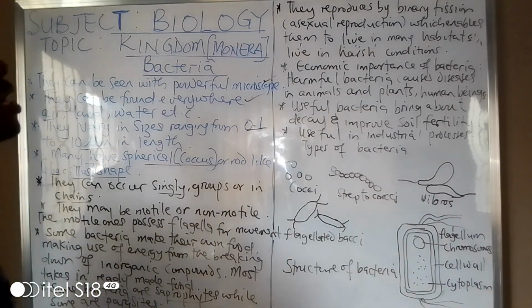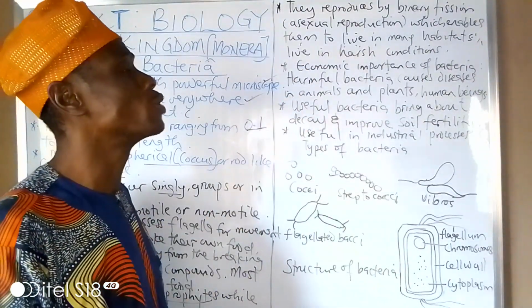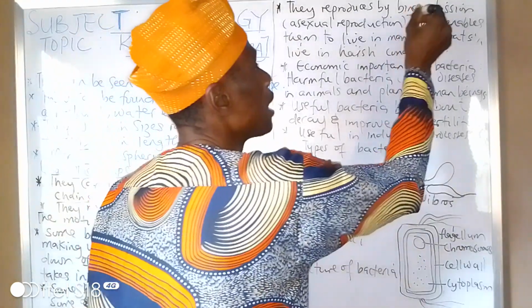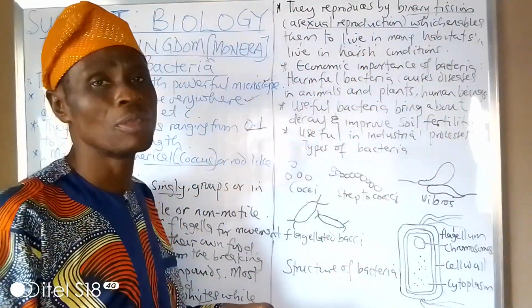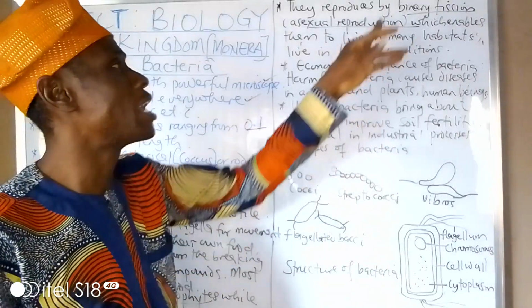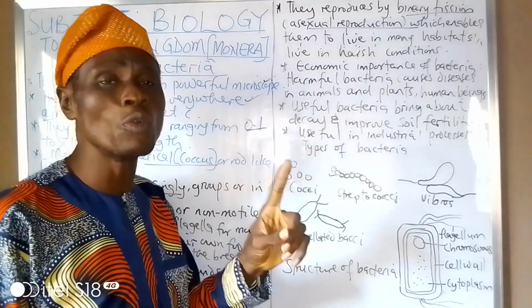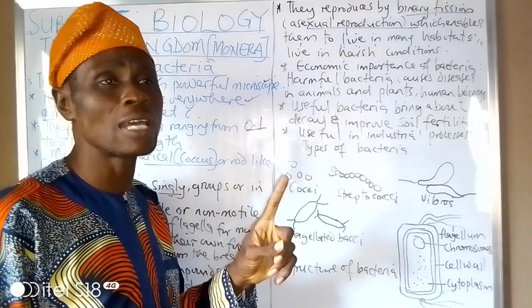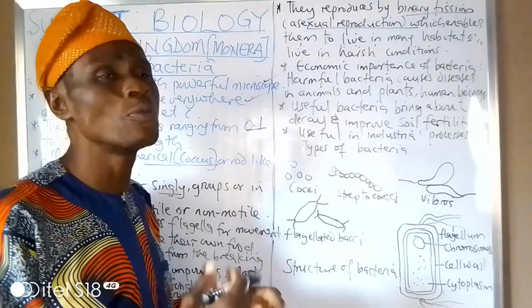Now, another feature is that in terms of their reproduction, some bacteria tend to reproduce by binary fission. Binary fission is a form of what? Asexual reproduction. Bacteria can reproduce by binary fission, which is a form of asexual reproduction involving only one parent. One bacterium divides into two, two into four. That is why we have so many.